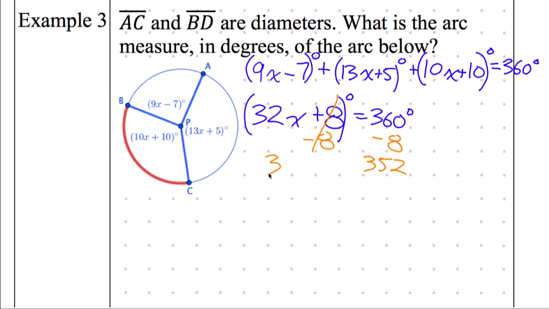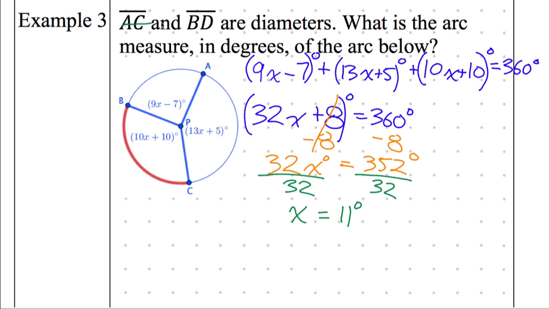Now I have 32x degrees is equal to 352 degrees. I'm going to divide both sides by 32, and it is indeed 11. That means x is equal to 11 degrees. Are we done? No, you have to box your answer. I do have to box my answer, but that's not my answer.